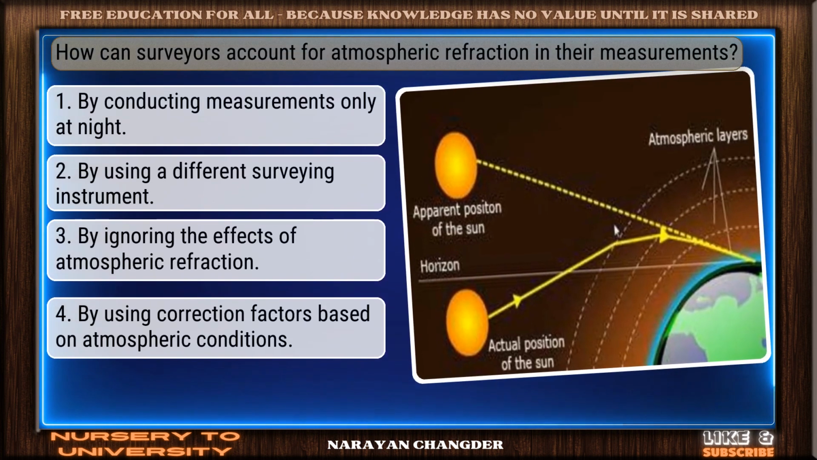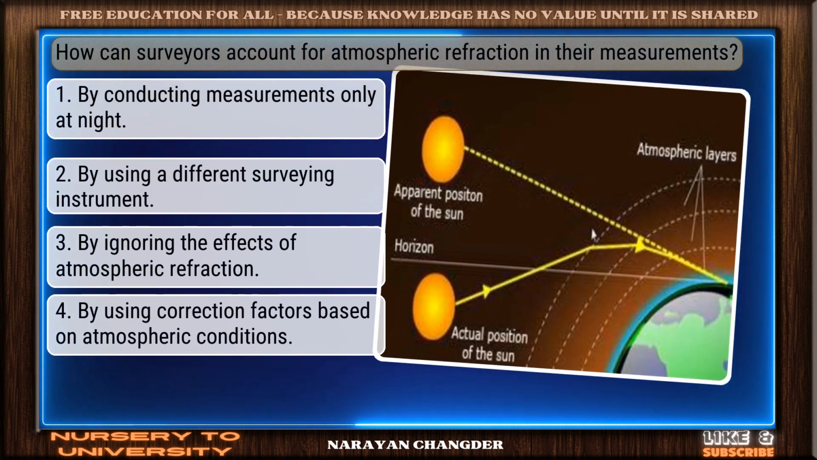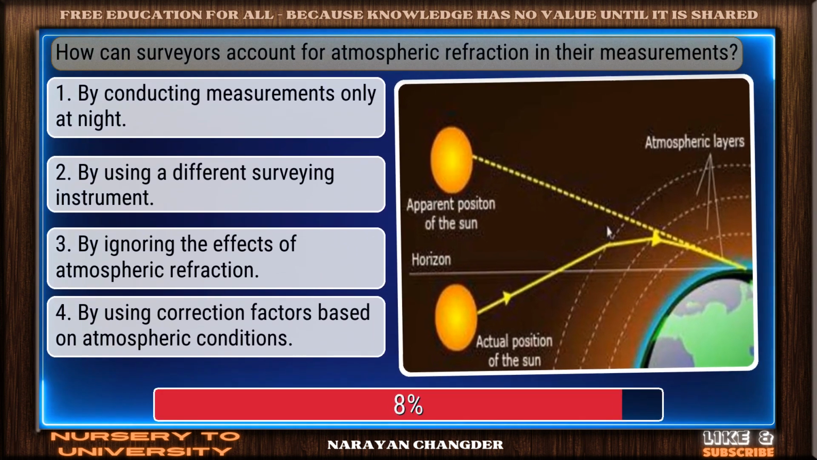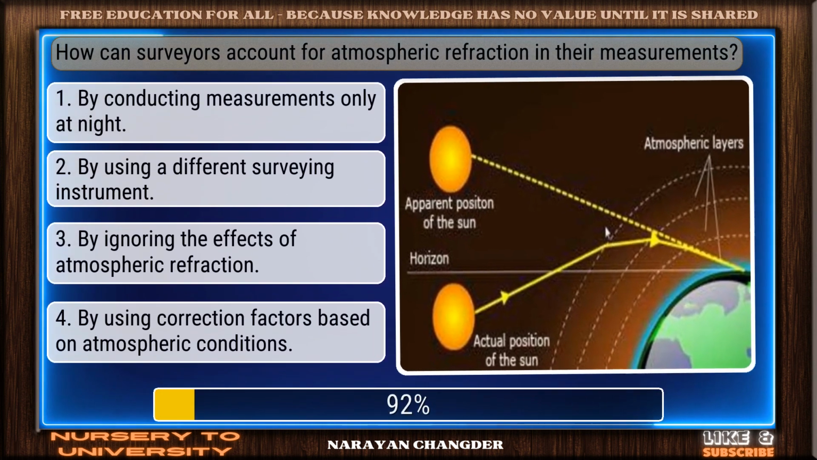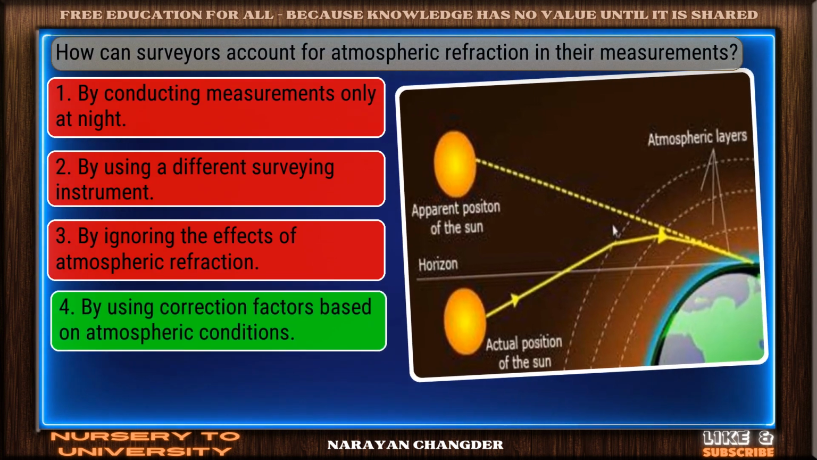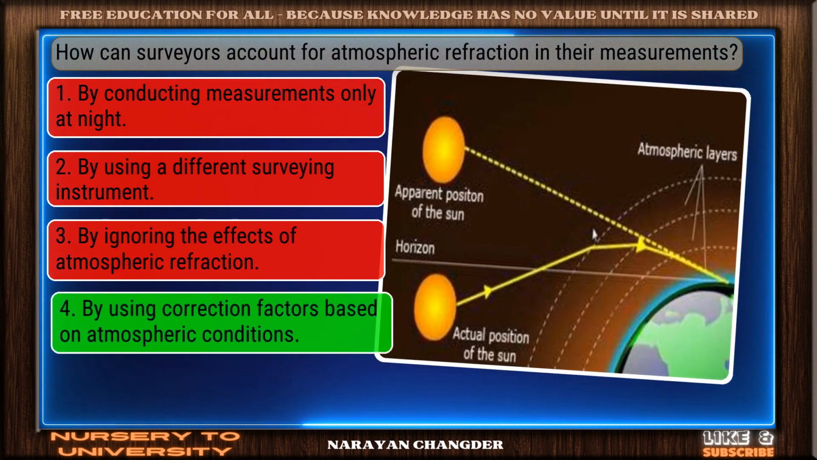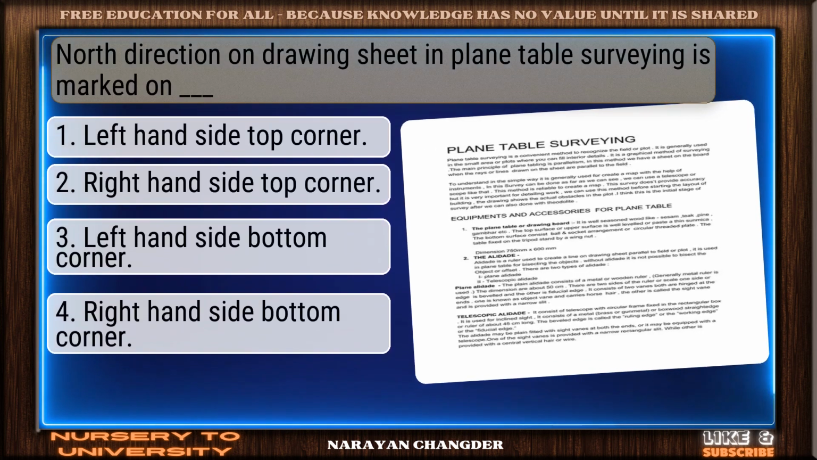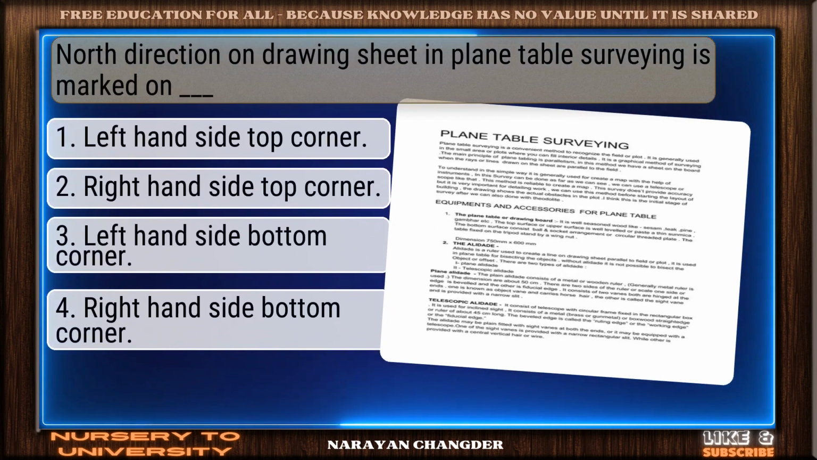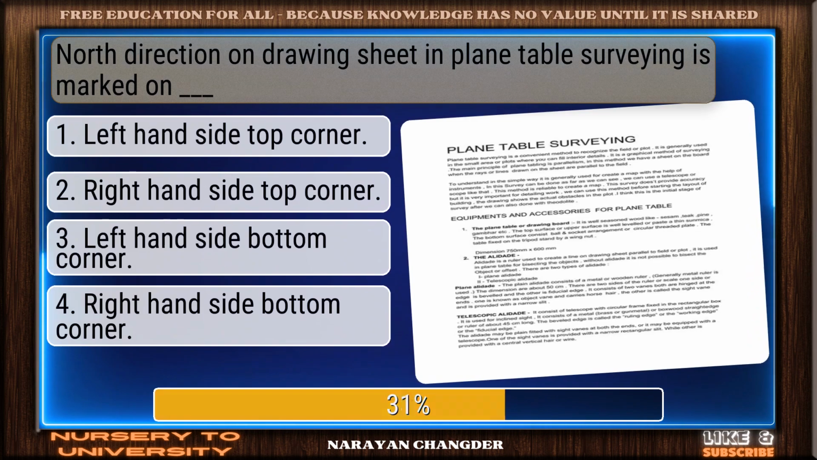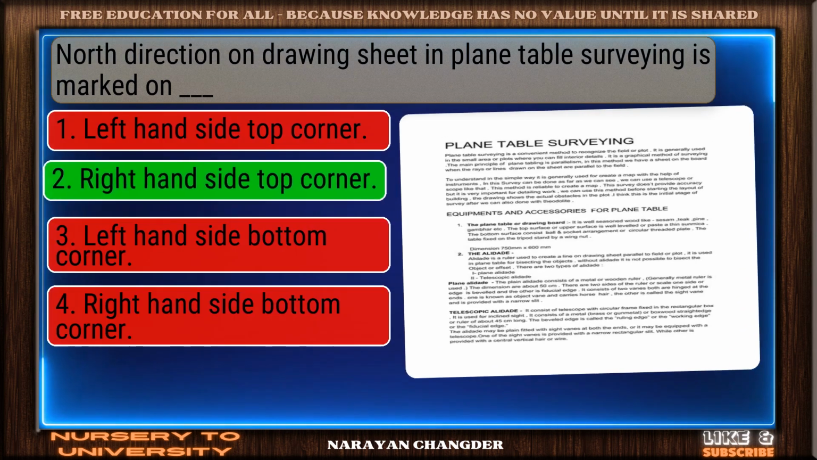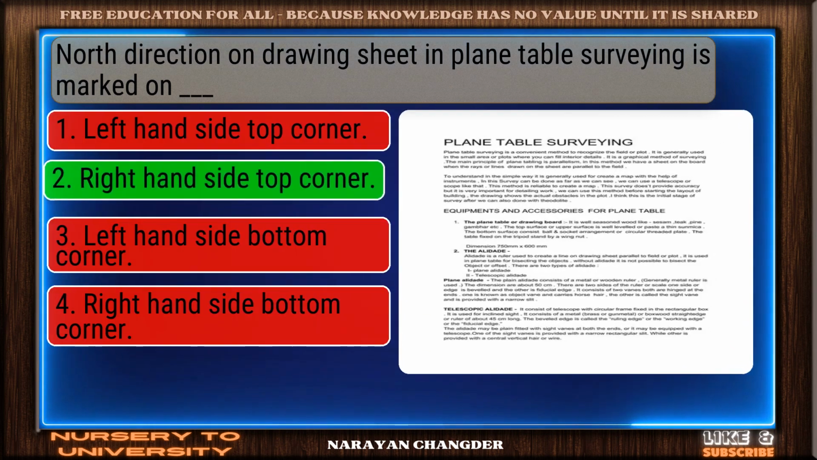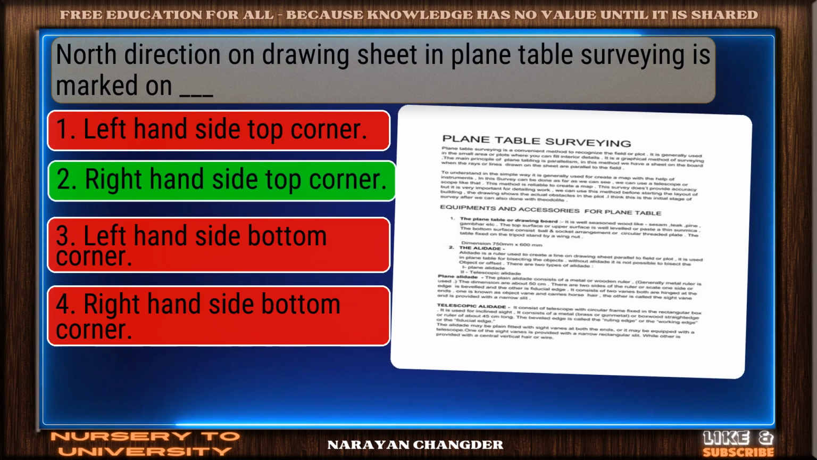How can surveyors account for atmospheric refraction in their measurements? Sharp thinking. By using correction factors based on atmospheric conditions is the right choice. North direction on drawing sheet in plane table surveying is marked on dash. Well reasoned. Right-hand side top corner is the correct choice.